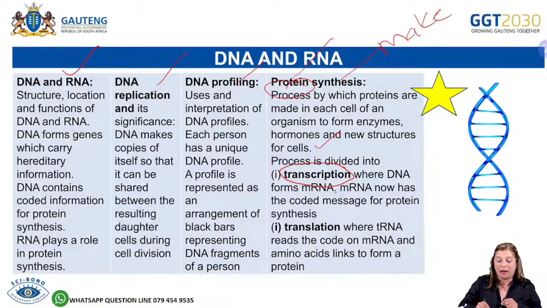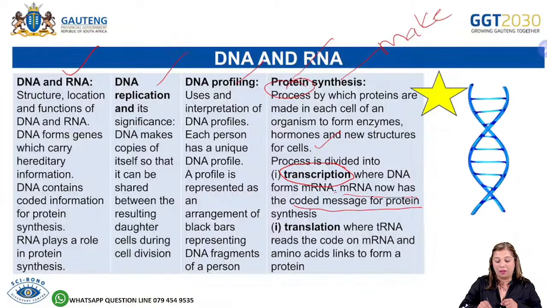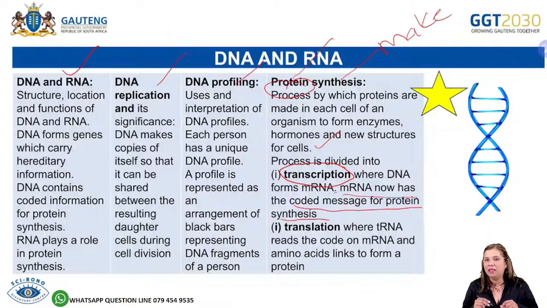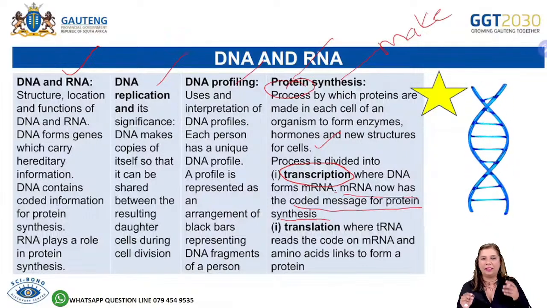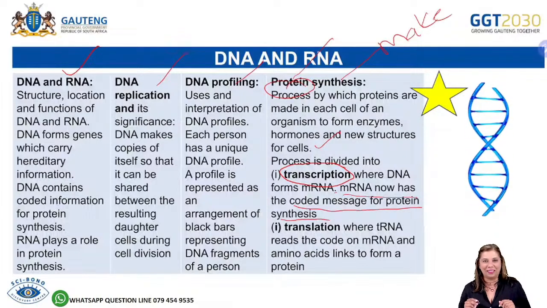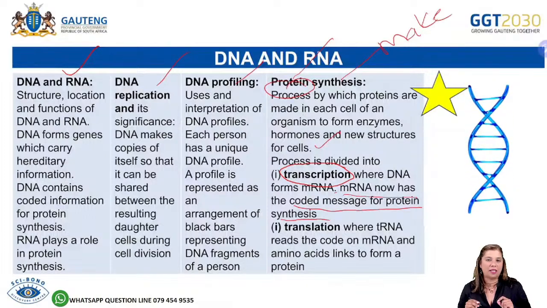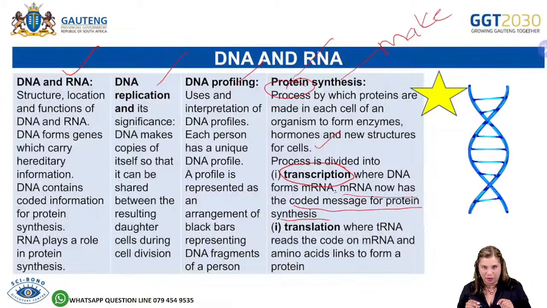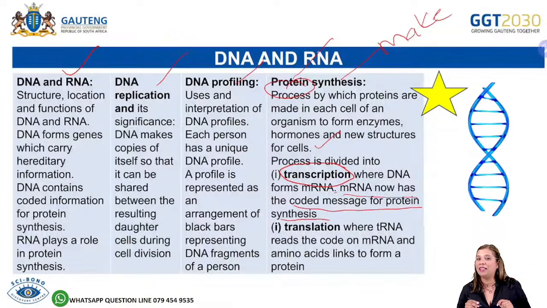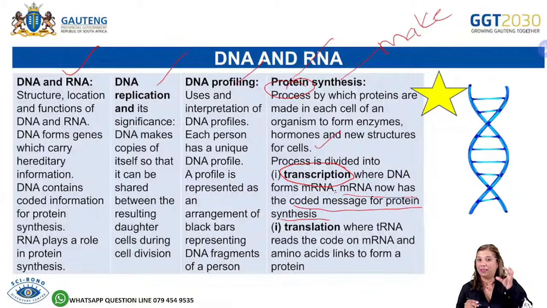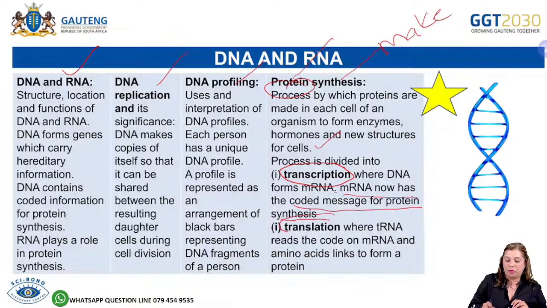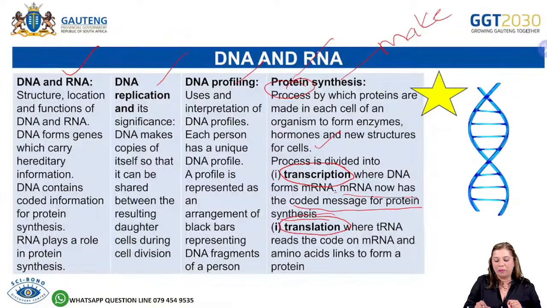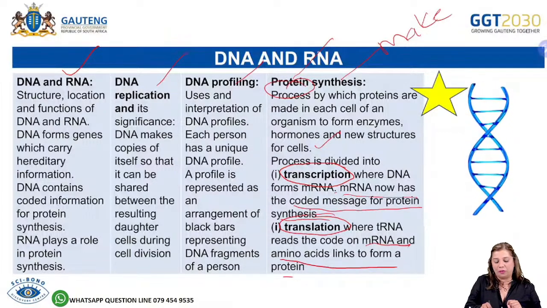Messenger RNA now has the coded message for protein synthesis. A coded message, that means something needs to be translated. If something is coded in a cryptic code like you see in the detective movies, they have to break the code, isn't it? And in order to break the code, for example, a different language, if I come and speak French to you, and you don't know the language, you will need a translator. So do you see there's a code, and then the process of translation occurs, where the transfer RNA reads the code on the messenger RNA, and the amino acid links form a protein.